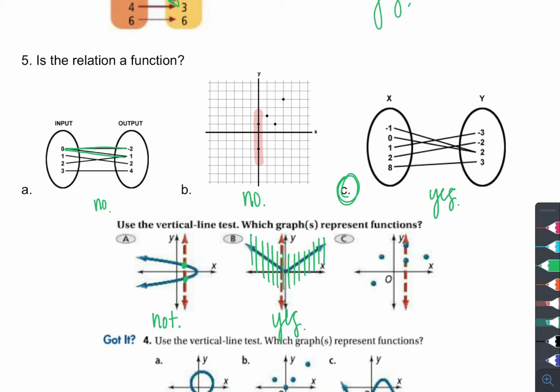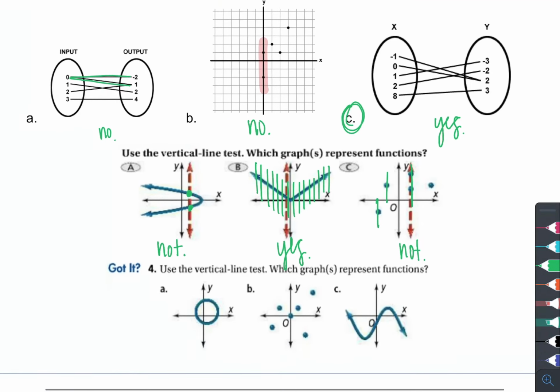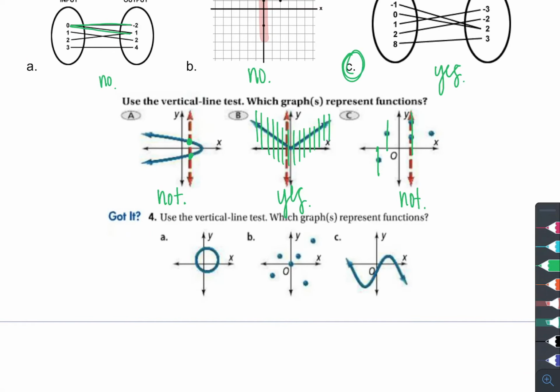This last one here, if we do the vertical line test, this line goes through 2 points, so no, it is not a function. So go ahead and select the ones on the next that are functions on your own. All right, the circle is not, it goes through 2 points. B is, and also C is. There's no place where it touches in two places.